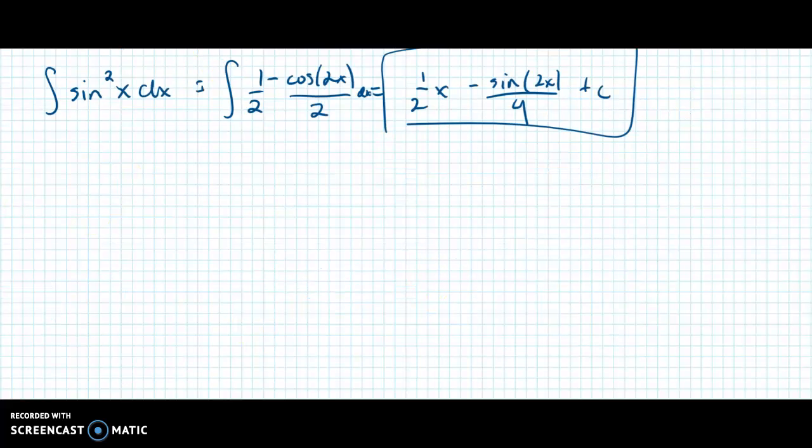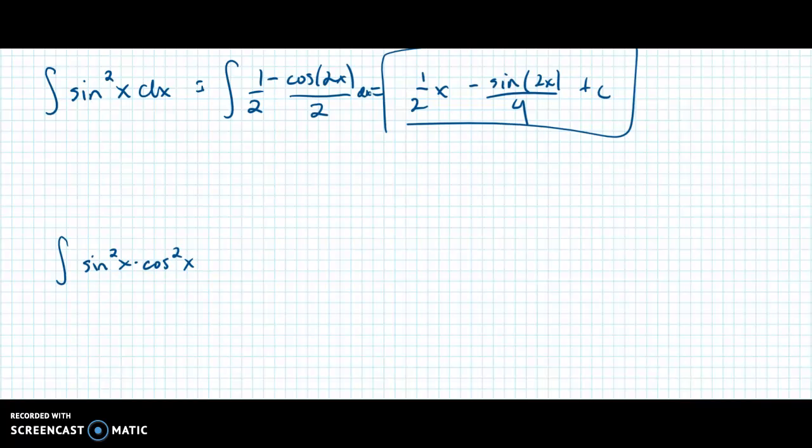Okay, so we're going to do one more here. I think I can fit it into 5 minutes. We're going to do the integral of sine squared x times cosine squared x. Now, there's not always a way to go, but I think you'll get used to it as we go along.